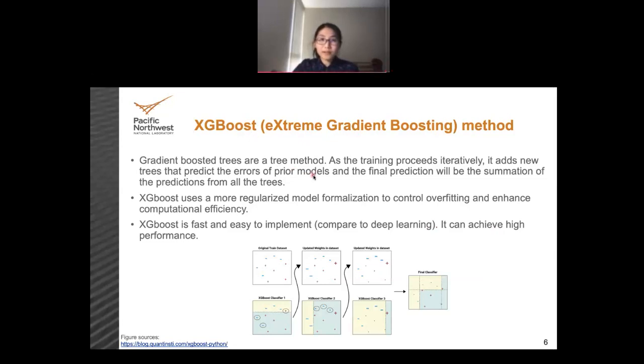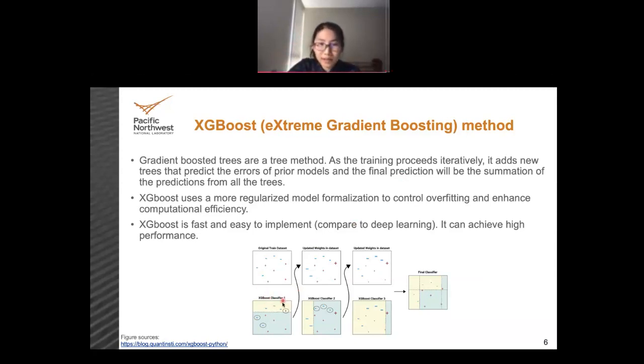For XGBoost, the idea is that we will have multiple trees, but we will start from a single tree. As the learning proceeds iteratively, we will add another new tree trying to predict the error of the previous one, and then we will add a new one, and so on and so forth. Eventually, the final prediction will be the summation of all the trees.